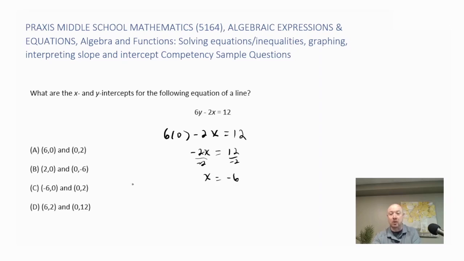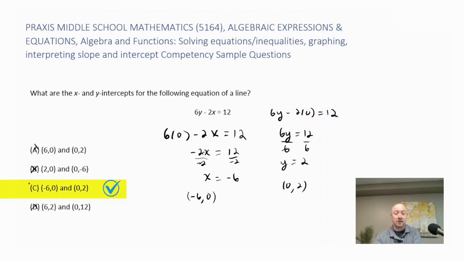So that means that there's only one answer here that has negative 6 as an x-intercept, and that's choice C. So I can eliminate choice B, D, and A, but let's double check the y-intercept. So if I plug in x equals 0, I would get 6y minus 2 times 0 equals 12. So I would get 6y equals 12, divide both sides by 6, and I would get y equals 2. So 0, 2 would be the y-intercept. So the correct answer has to be C.